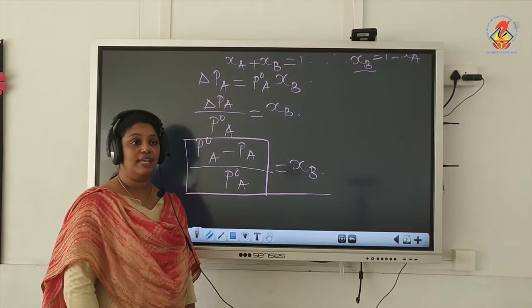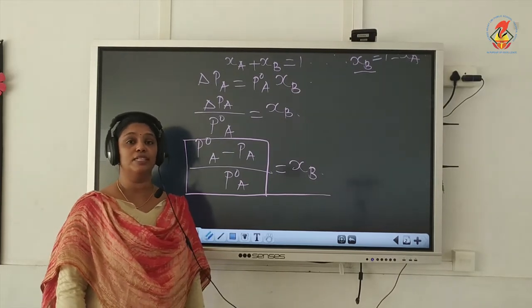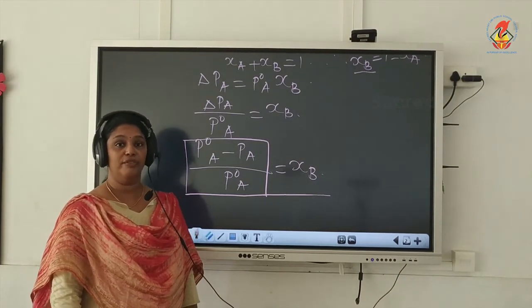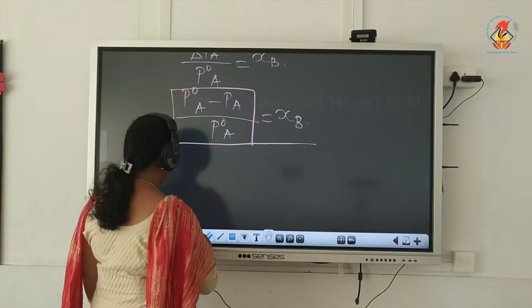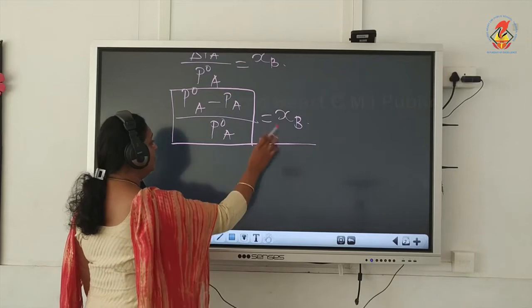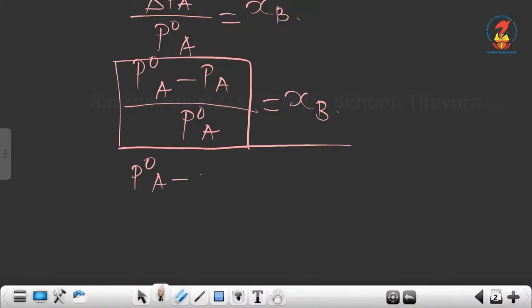Now the answer for the second question, that is, we have to determine the molecular mass of solute from relative lowering of vapor pressure. So we are going to start from here, that is, P naught A minus PA by P naught A is equal to XB. Now we are going to substitute for XB. So P naught A minus PA divided by P naught A.